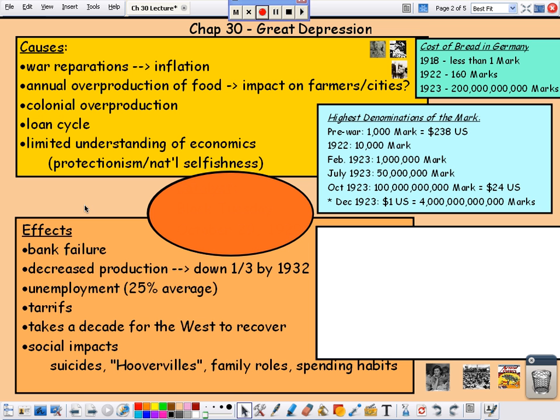Now, is any individual farmer going to say, you know what, guys, I think there's probably too much food on the market now, so I'm not going to grow as much. I think you all should do that too.